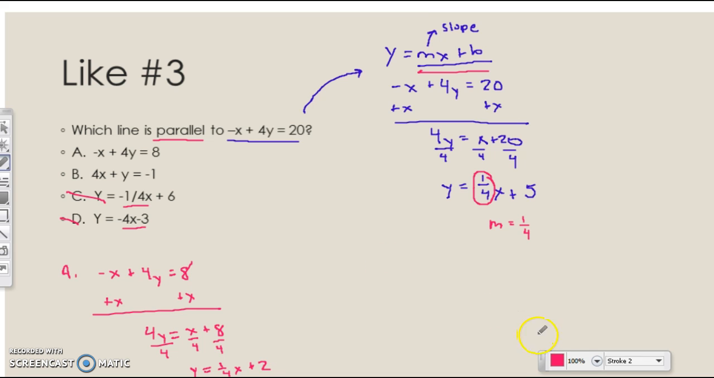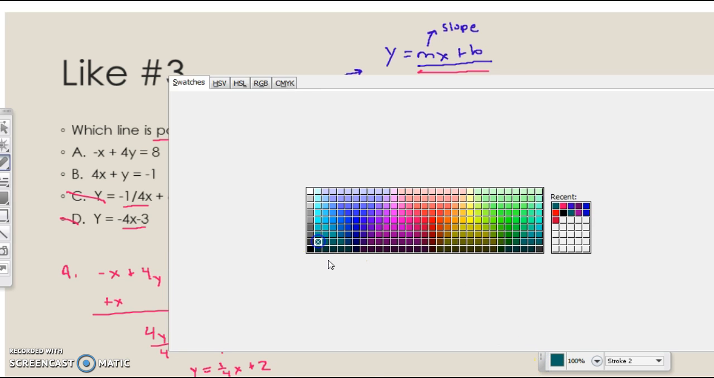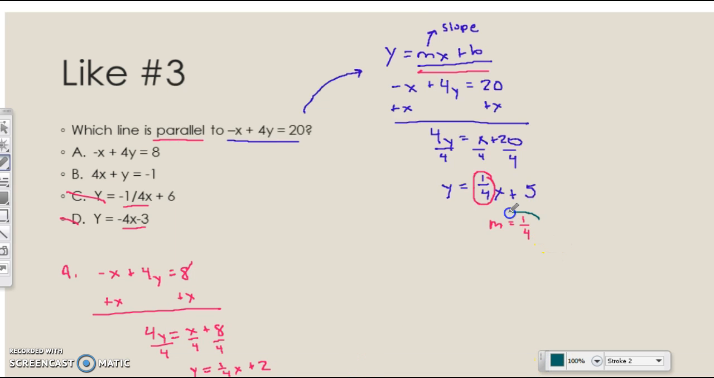Well, check this out. That's what we were looking for. The slope here is 1/4, and the slope here is 1/4. Since the slopes are the same, I know that those two lines are parallel. So answer choice A is the correct answer.